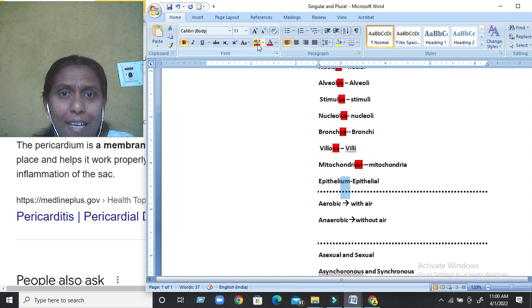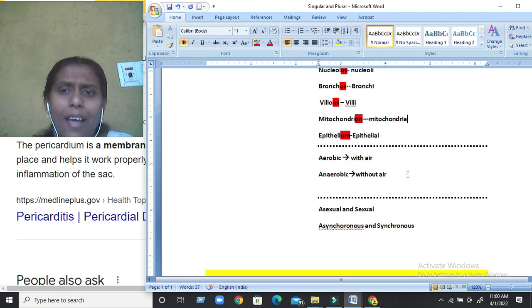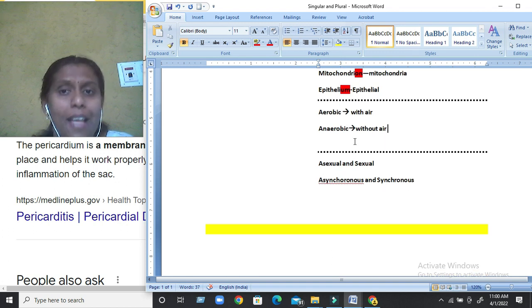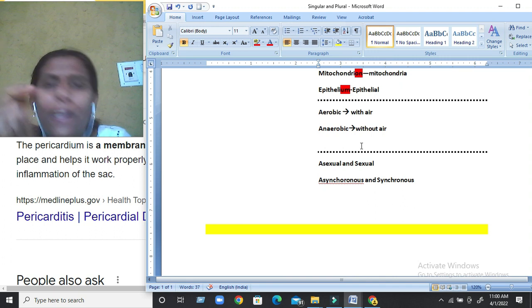Epithelium, yes, it is epithelial tissues. Next, these are such kind of words. And after this, what we have is aerobic and anaerobic. We need to understand such terms. They have to flash to our minds at the speed of light.